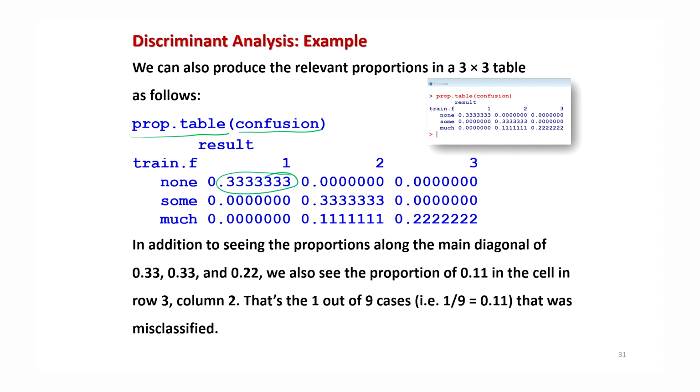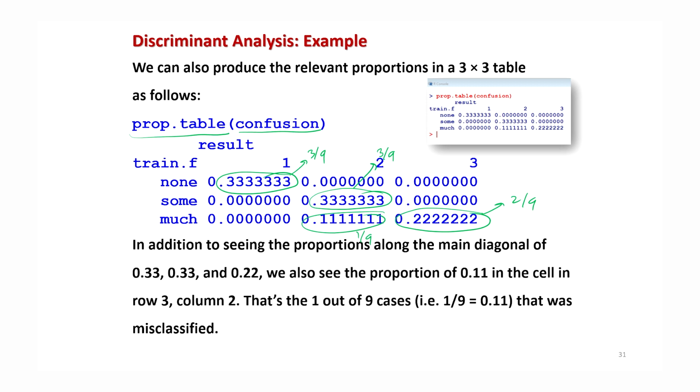On the diagonal, it is 1 upon 3, diagonal here 1 upon 3, and then it is like this. So this is actually like a 3 upon 9. That means 3 out of 9 cases have been correctly classified, 3 out of 9 cases have been correctly classified, and here only 2 out of 9 cases have been correctly classified. And here, one of the 9 cases is incorrectly classified, right? So you can see this is how you can obtain this one, right?